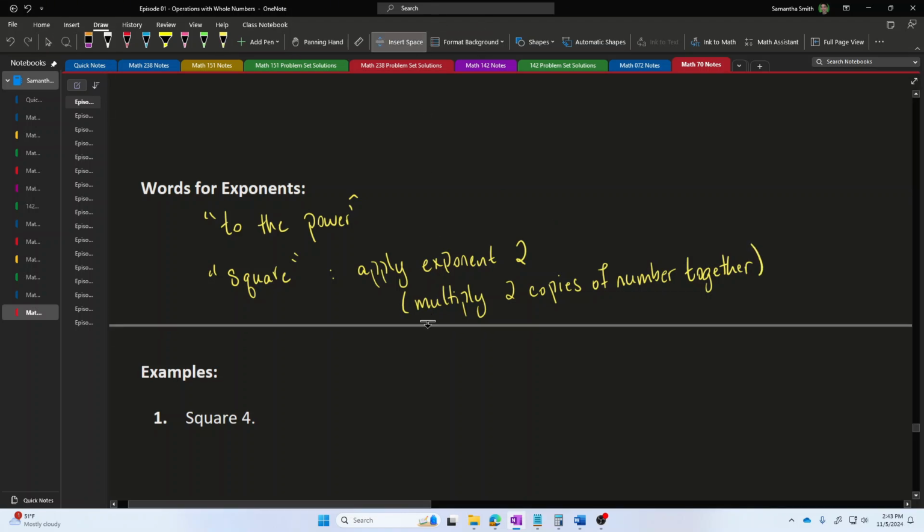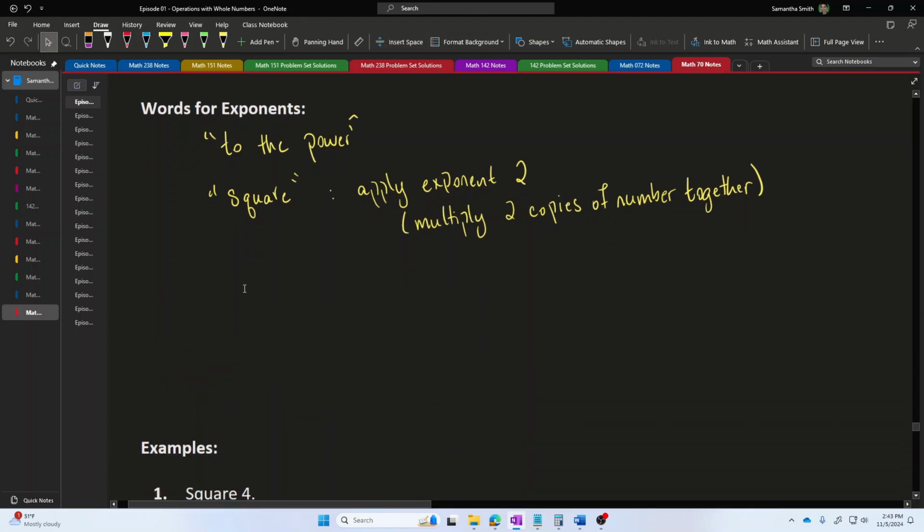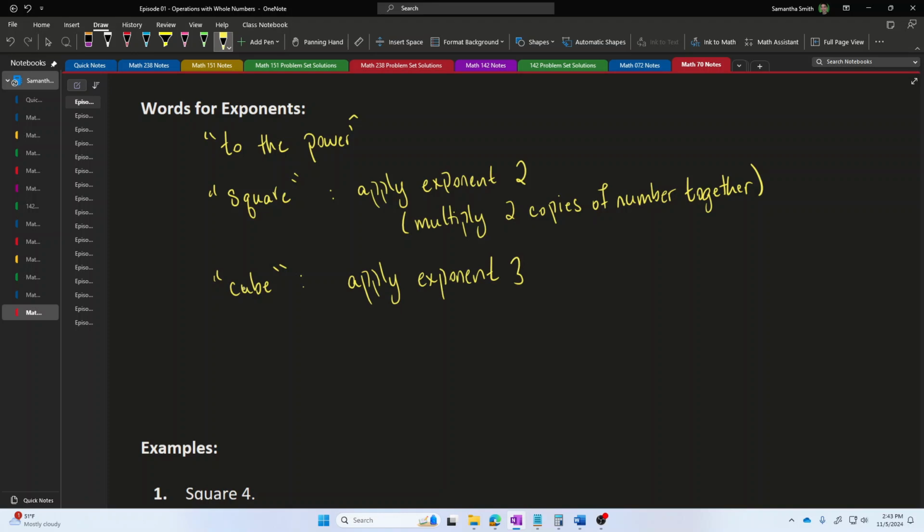You'll also sometimes hear the word cube. And the word cube is saying apply an exponent of specifically 3. Raise your number to the power 3. In other words, multiply 3 copies of your number together.